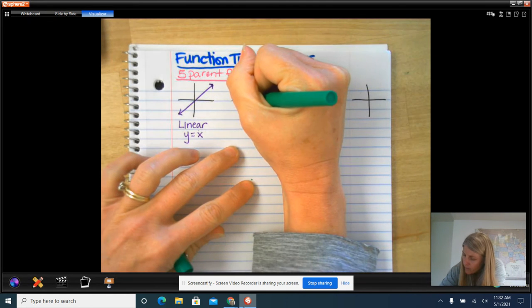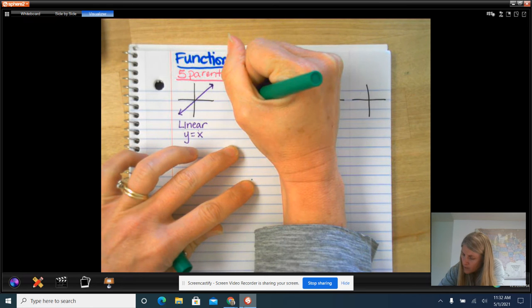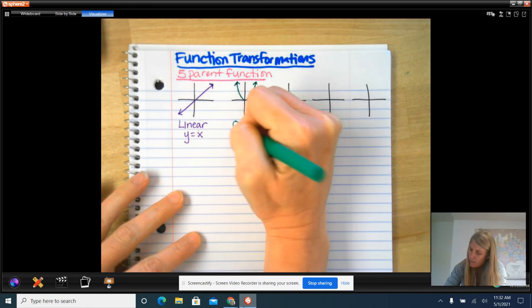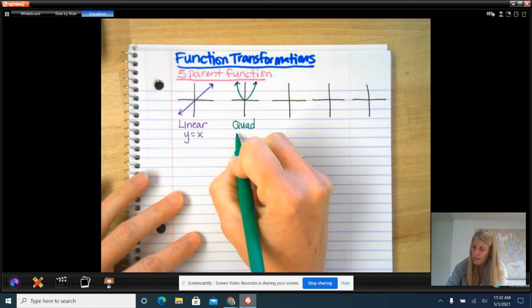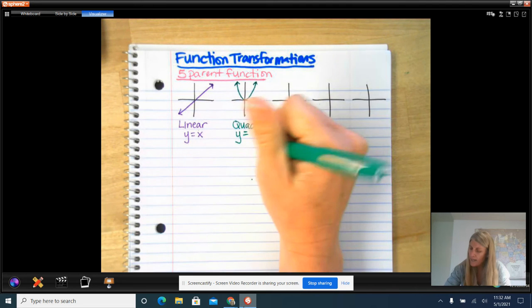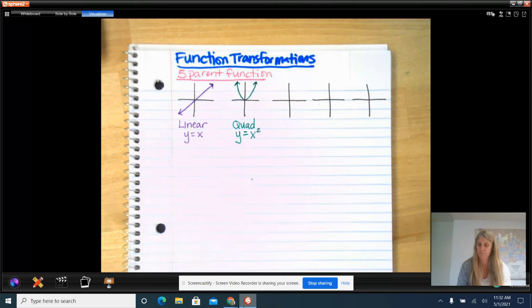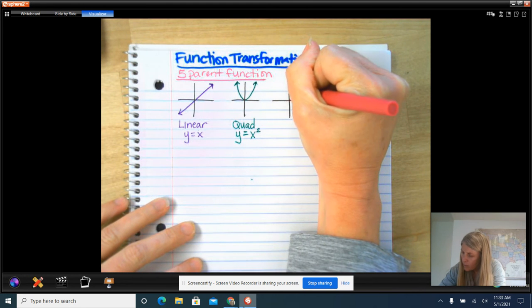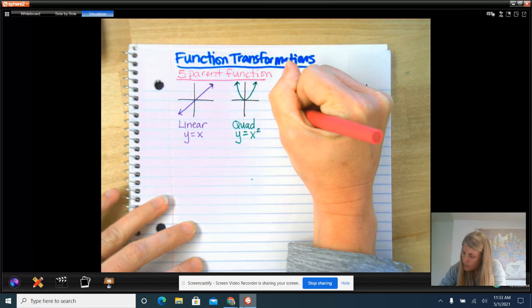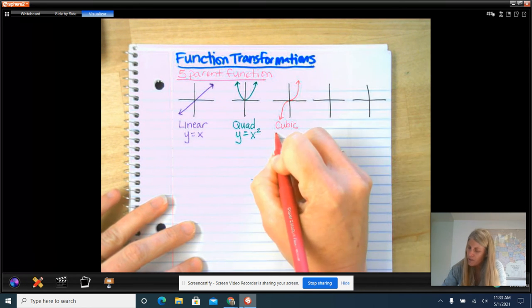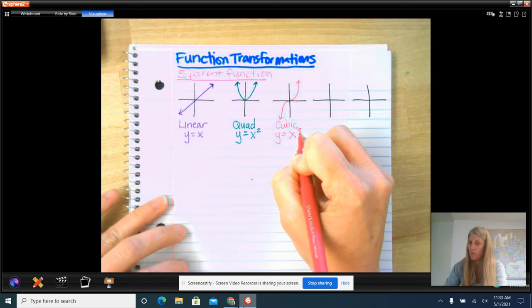Next, we're going to have a quadratic, which is a parabola that has its vertex at 0, 0. So this is a quadratic, and our basic parent function equation is going to be y is equal to x squared. Okay. Next, we're going to have a cubic function, and it basically starts at 0, 0 with a parabola going up, and then it flips over to that parabola going down. So this is a cubic function, and our equation is y is equal to x to the 3rd power.